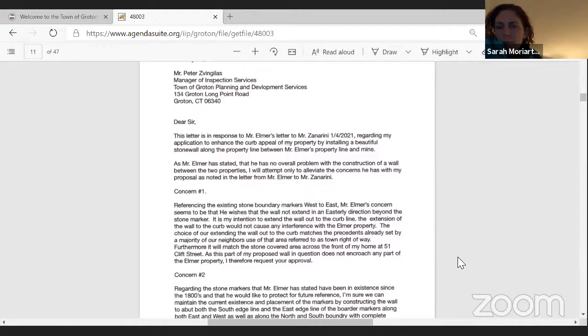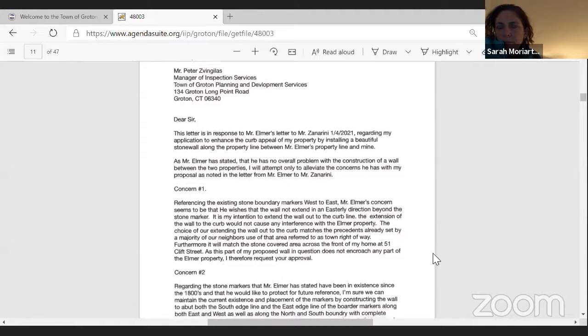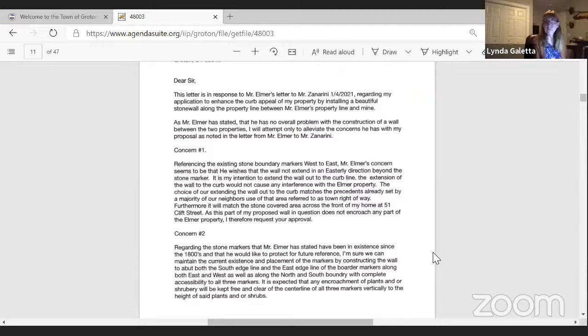Would it be best, Linda, if I just read this letter into the record? Sure. Okay. Dear sir, this letter is in response to Mr. Elmer's letter to Mr. Zanarini, 1-4-2021, regarding my application to enhance the curb appeal of my property by installing a beautiful stone wall along the property line between Mr. Elmer's property line and mine. As Mr. Elmer has stated that he has no overall problem with the construction of a wall between the two properties, I will attempt only to alleviate the concerns he has with my proposal as noted in the letter from Mr. Elmer to Mr. Zanarini.